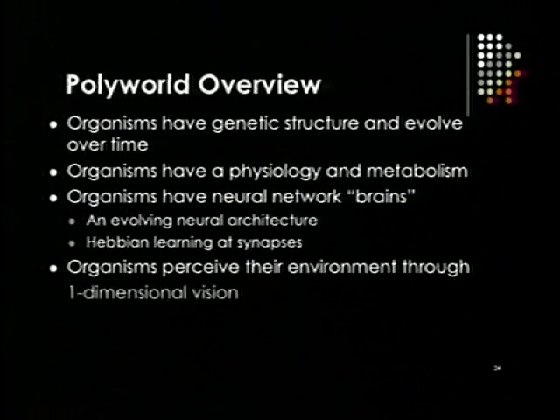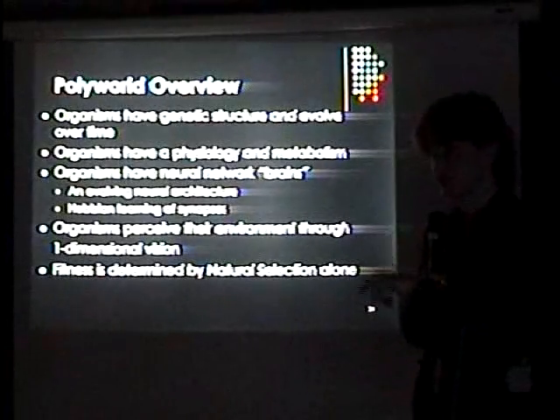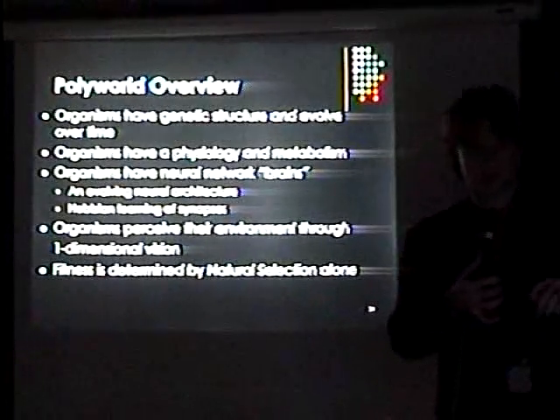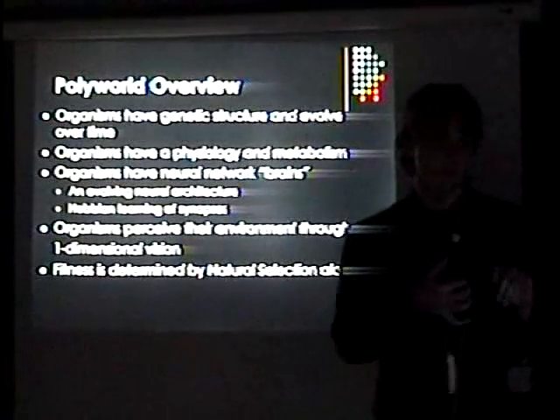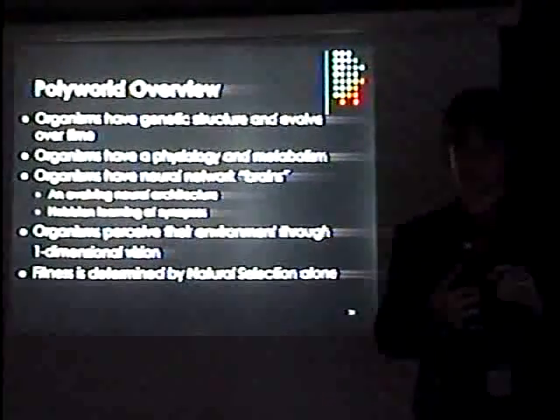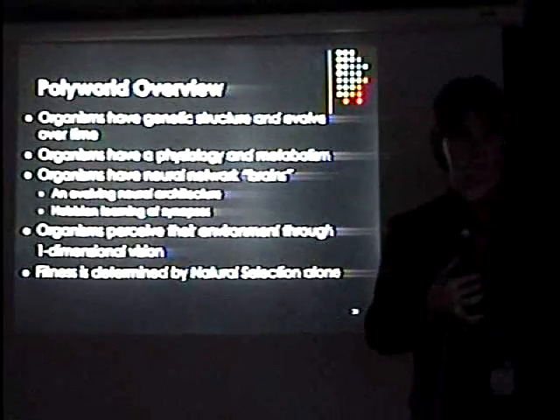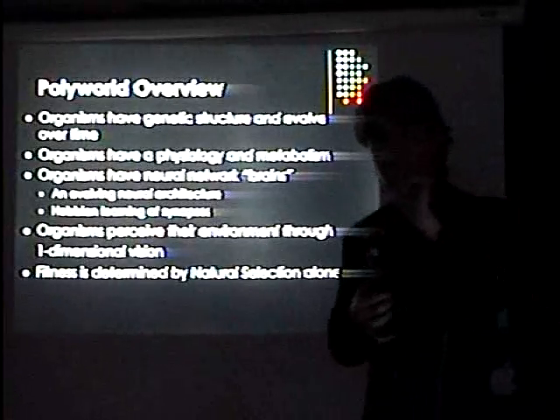And organisms. Organisms see their environment through a one-dimensional vision, and it's RGB if you're wondering. Some people have leveled this occasionally. We don't cheat at all here. Some people cheat in their evolutionary experiments, and they use contorted fitness functions that basically solve it for them. We use natural selection alone. If something survives, it reproduces, and that's it. No cheating. Go ahead.